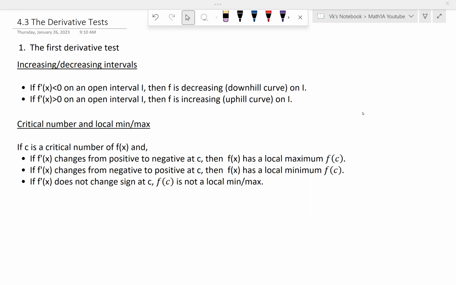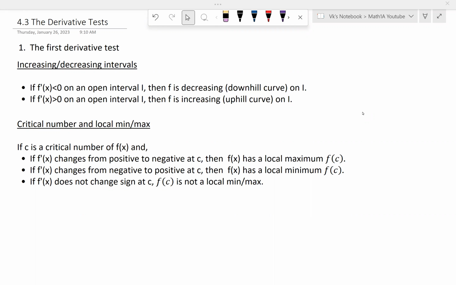We also use the first derivative test to find the critical number and the local min max. If c is a critical number of f, and if f prime x changes from positive to negative at c, then f(x) has a local maximum f of c. If f prime x changes from negative to positive at c, then f(x) has a local minimum f of c. If f prime x does not change sign at c, then f of c is not a local min or max.